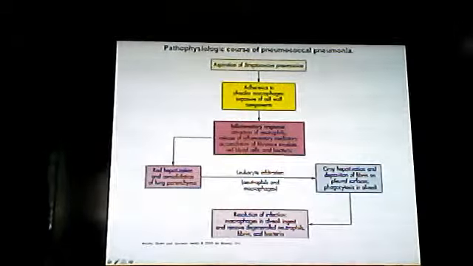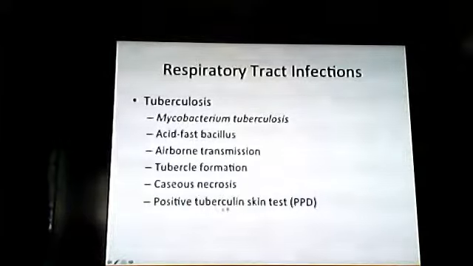Tuberculosis is a pretty big one to know as well. Remember, tuberculosis could also be correlated with caseous necrosis, back from one of the first PowerPoints. And you can test for tuberculosis with a PPD test, which looks at a certain protein that's made from the bacteria. It's caused by Mycobacterium tuberculosis. It's an acid-fast bacillus, and it's airborne transmission, so if you cough on someone, they could get it from the respiratory droplets.